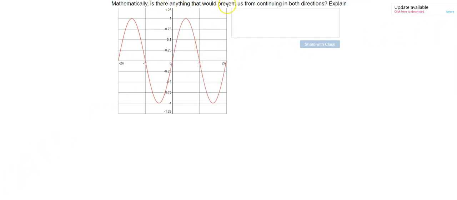Mathematically, is there anything that would prevent us from continuing in both directions? Mathematically, there's nothing to prevent me from going around in a circle over and over and over again. The only thing that would stop me would be time, or if it was a Ferris wheel, the mechanics of the Ferris wheel. But mathematically and numerically, nothing would prevent me from going this direction or this direction over and over and over again.